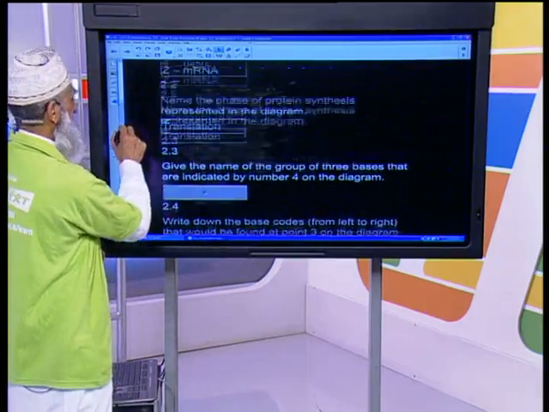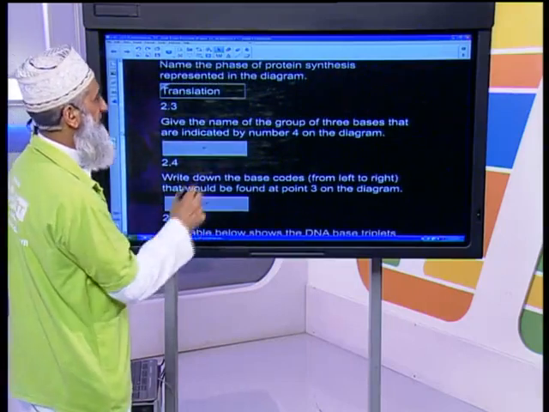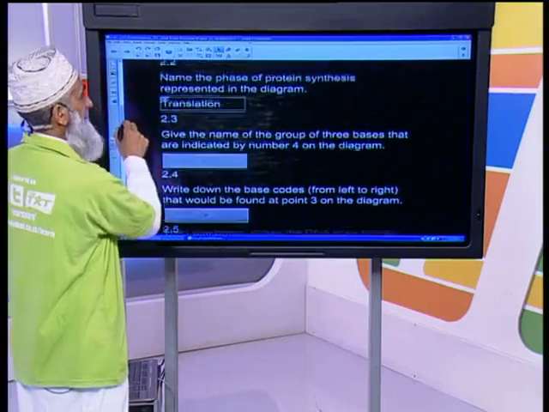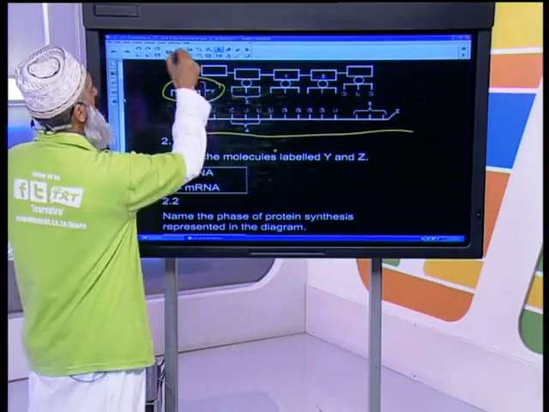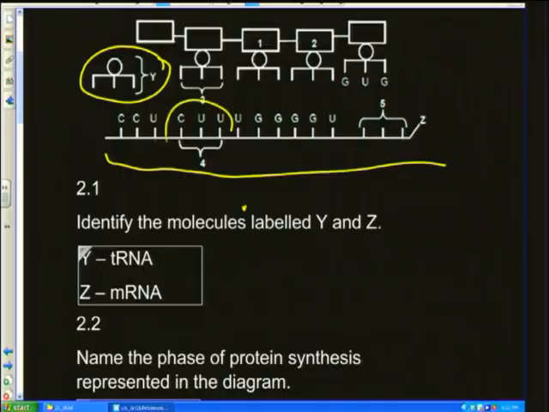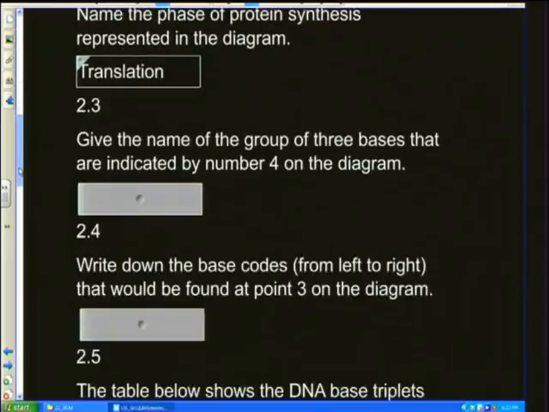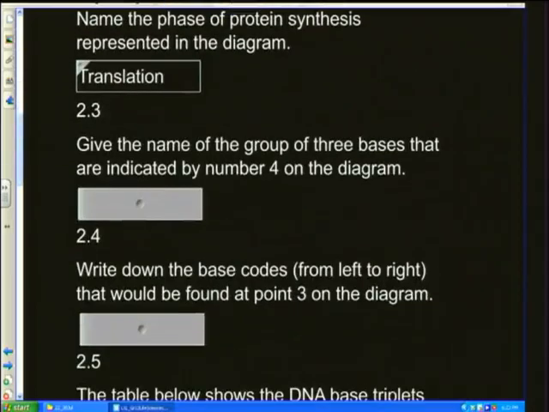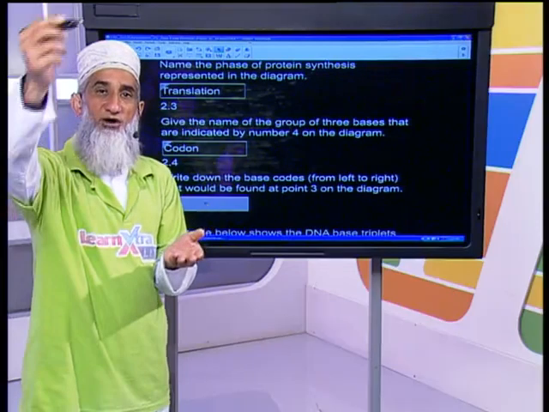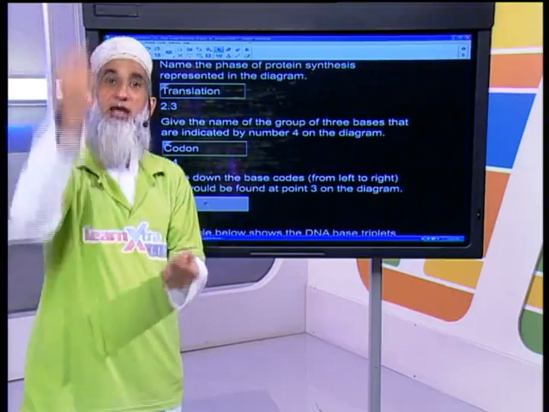This is translation. Give the name of the group of 3 bases that are indicated by number 4 on the diagram. In other words, this area. What do we call this here? I told you earlier in the last question, so we're not going to waste too much time there. That would be a codon, because it's on the messenger RNA. It's providing the code. The transfer RNA is breaking the code, so that's the anticodon.